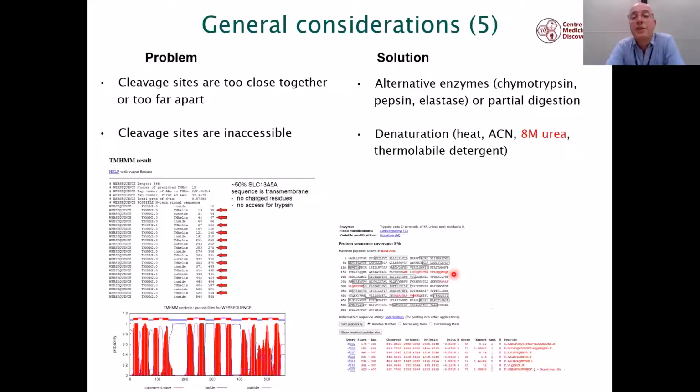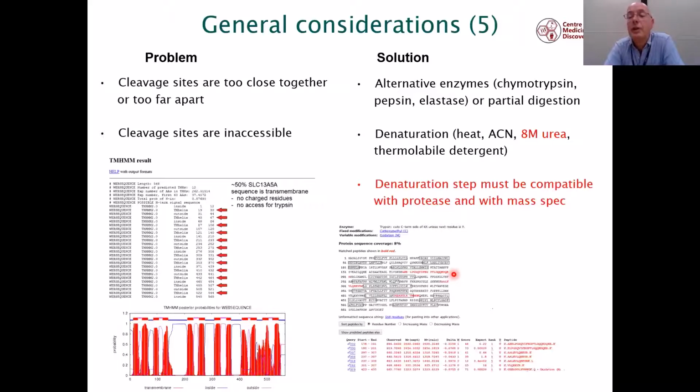So the solution to this is denaturation. We can denature in various ways. We can denature using heat. We can denature using acetonitrile. We can use a high molar concentration of urea. We can also use a thermolabile detergent. The reason it's thermolabile is whatever denaturation step you use, it has to be compatible with your protease, and it also has to be compatible with mass spectrometry. So if you're going to use urea as a denaturant, you must dialyze it away before you complete your analysis.